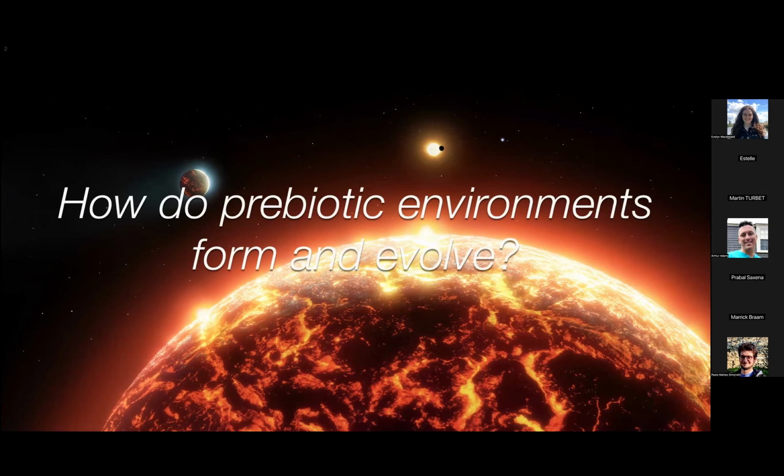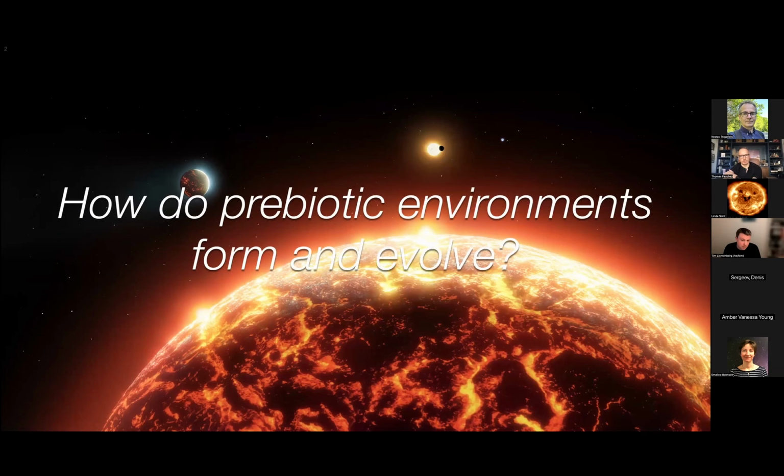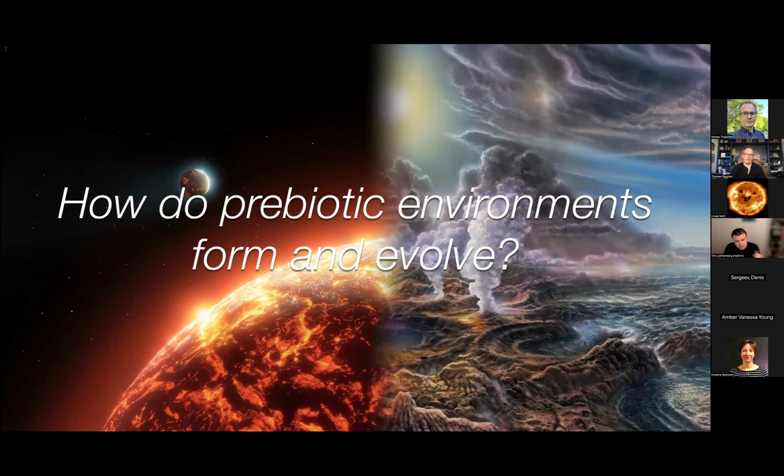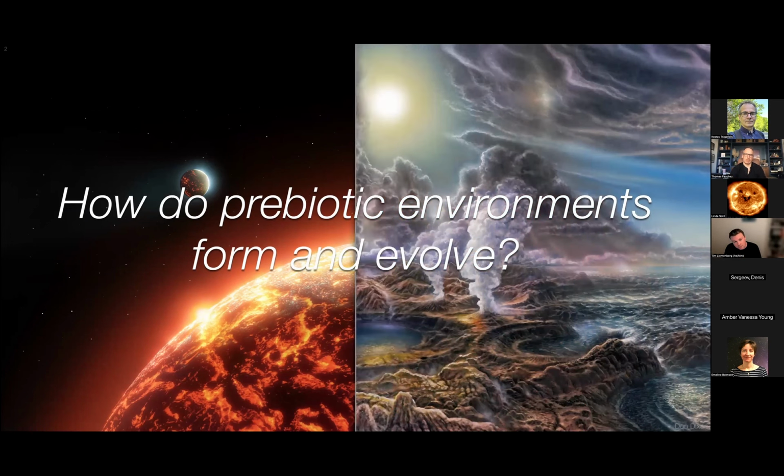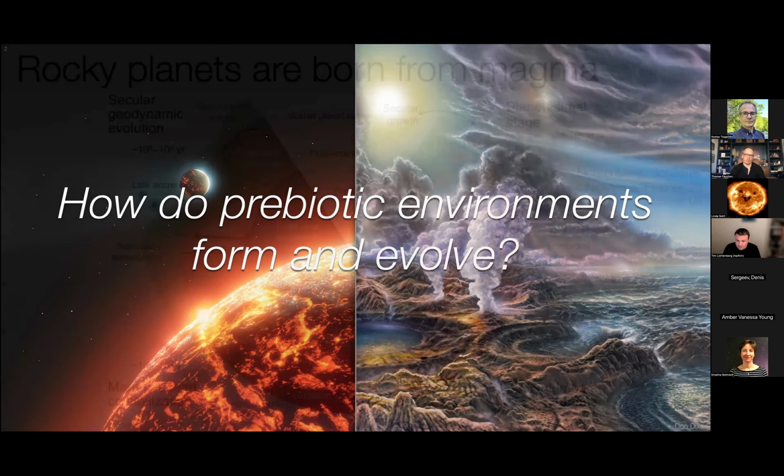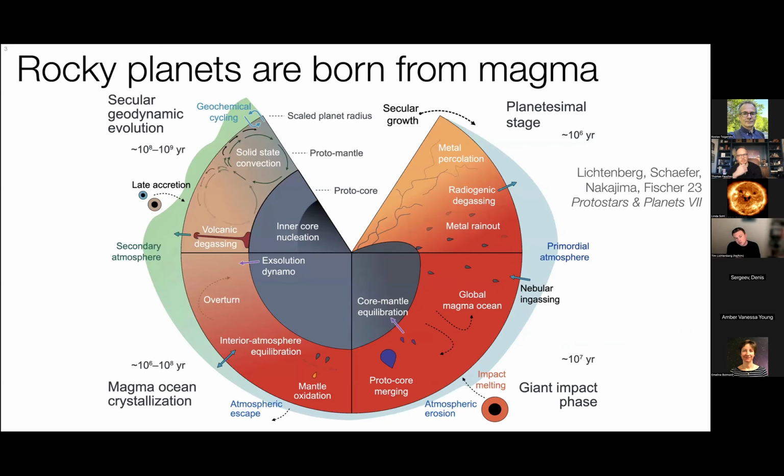The general motivation for these types of things, from an Earth-based perspective, is how prebiotic environments form and evolve. The transition from the early magma ocean phase after the moon-forming impact to a clement state is a coupled process between the degassing of the atmosphere and the loss to space, and all those things happen on the same time scale.